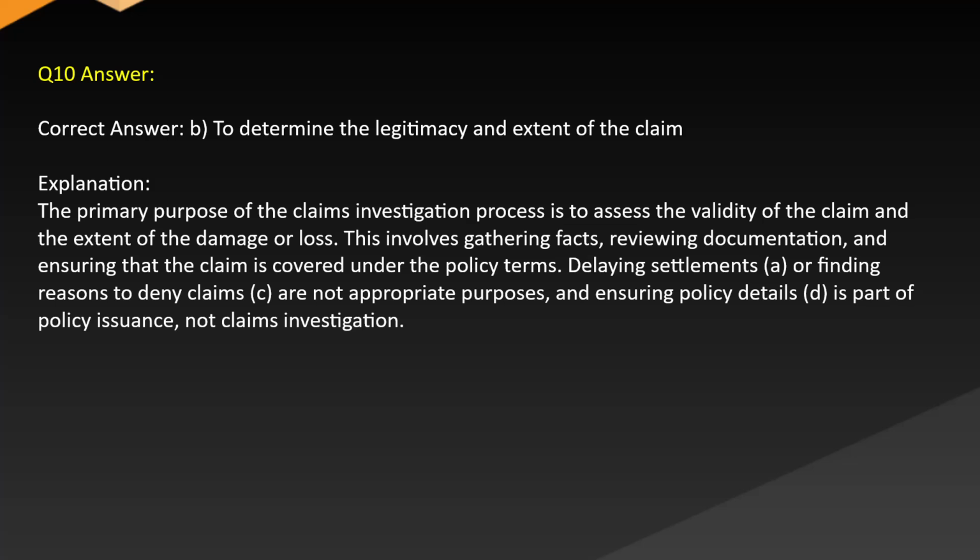Explanation. The primary purpose of the claims investigation process is to assess the validity of the claim and the extent of the damage or loss. This involves gathering facts, reviewing documentation, and ensuring that the claim is covered under the policy terms. Delaying settlements, A, or finding reasons to deny claims, C, are not appropriate purposes, and ensuring policy details, D, is part of policy issuance, not claims investigation.